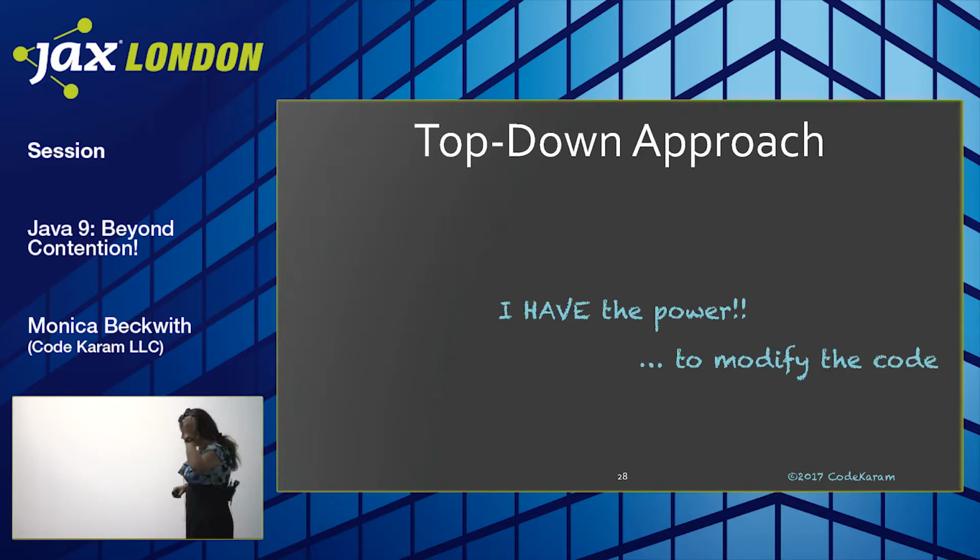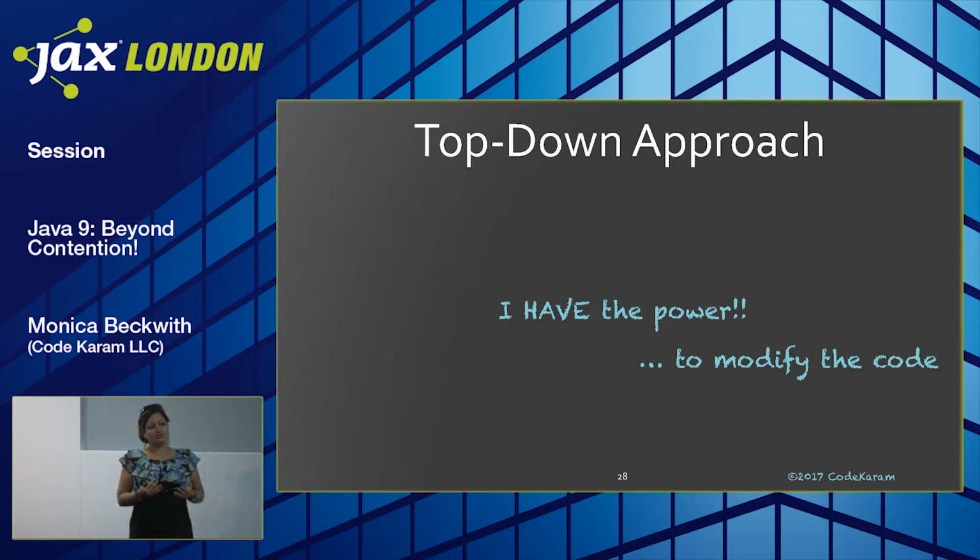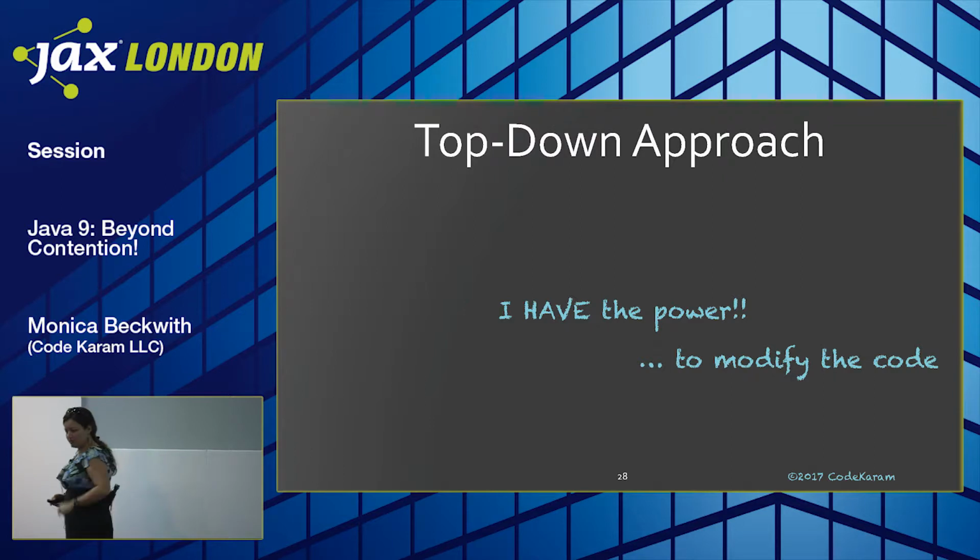The point of top-down is that I have the power to modify code. It's my application. I have written this application, I know everything about it, and I can do optimizations such that I can modify the code, right? And I'll tell you why this is necessary when we talk about the bottom-up.